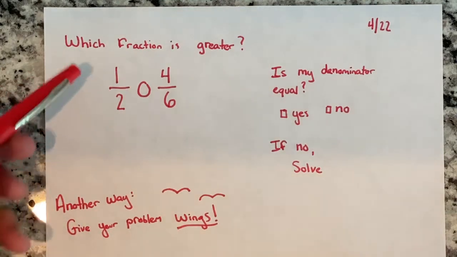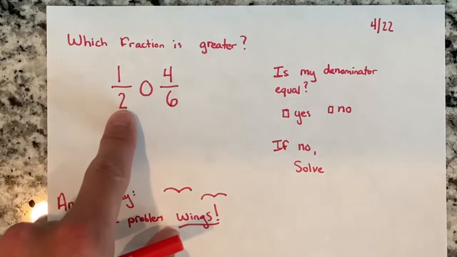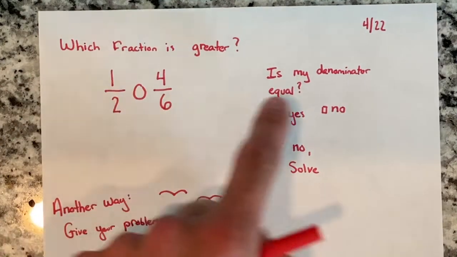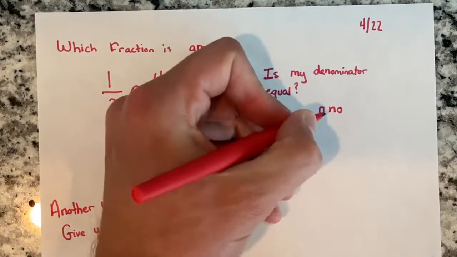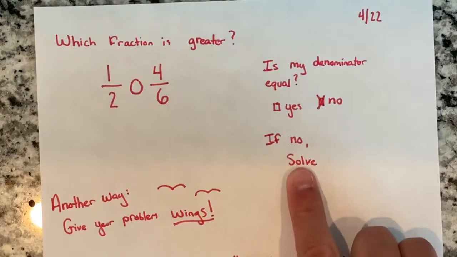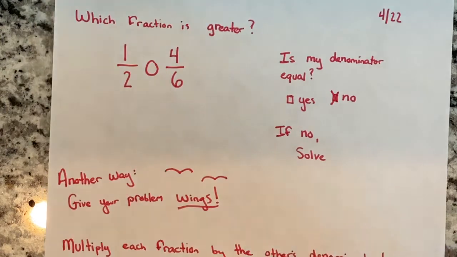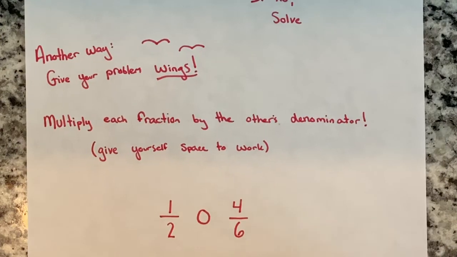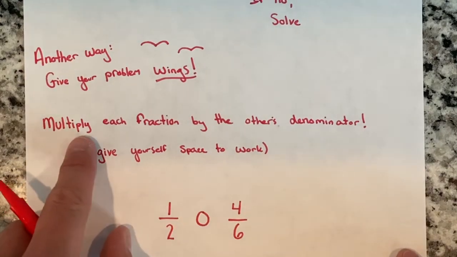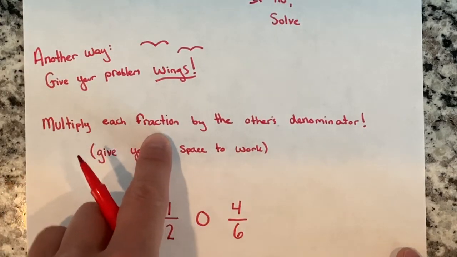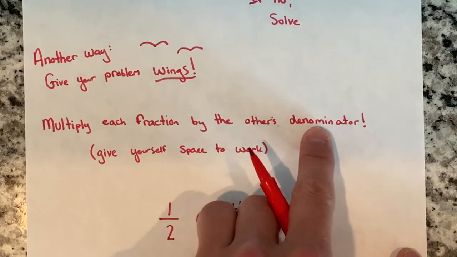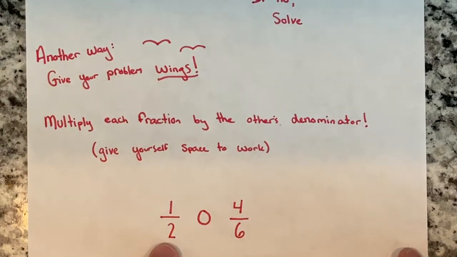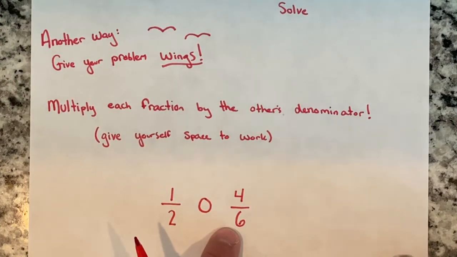So looking here, which fraction is greater? 1/2 or 4/6? Is my denominator equal? No, it is not. So if not, I need to solve. I'm going to give this problem its wings. And here's how I do that. I multiply each fraction by the other's denominator. I'm going to multiply the fraction by the other's denominator.